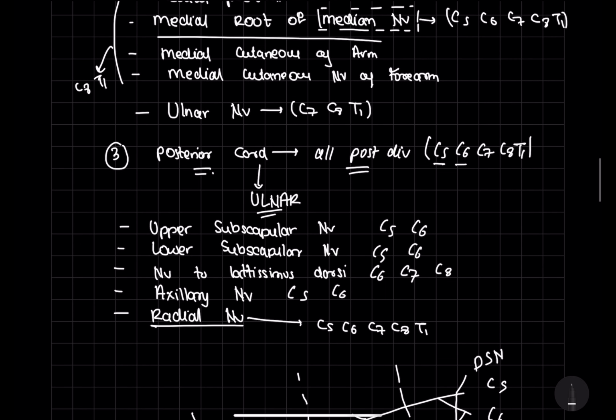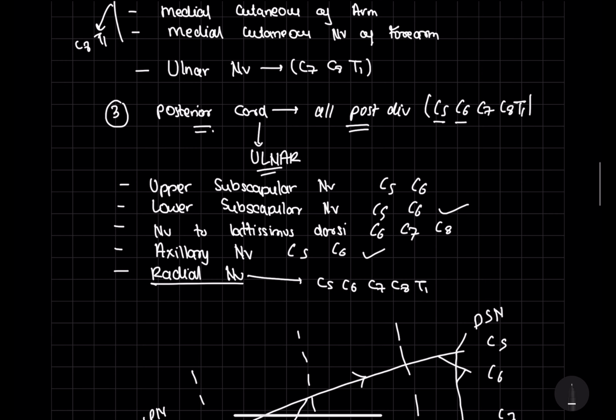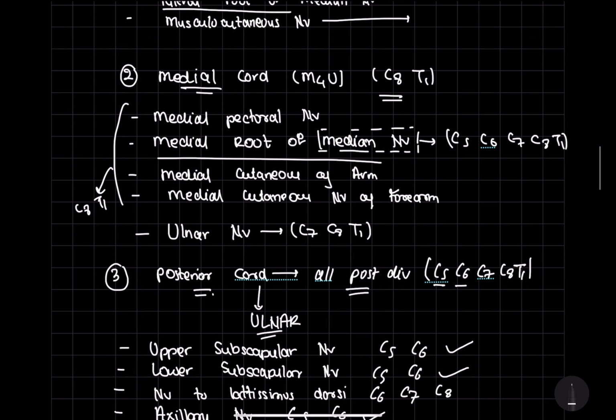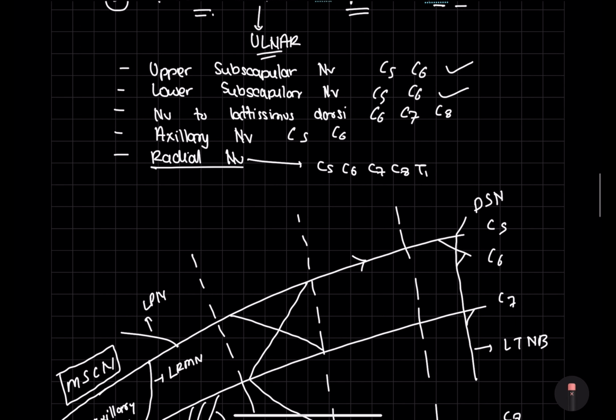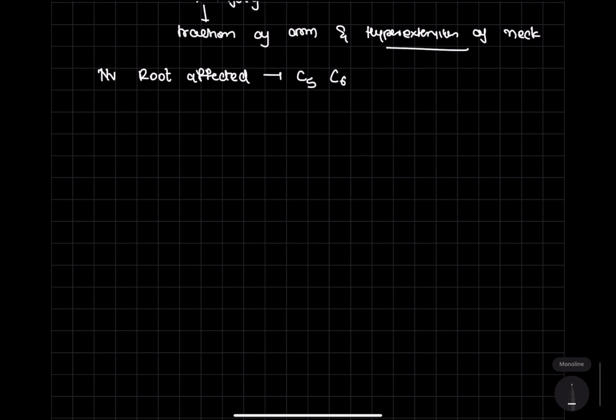So what nerves are going to be affected? The axillary nerve is going to be affected. The lower subscapular is going to be affected. The upper subscapular is going to be affected. The radial nerve is going to be affected. These are certain nerves that are going to be affected. You don't need to learn that, but you surely need to learn what muscles are going to be affected.